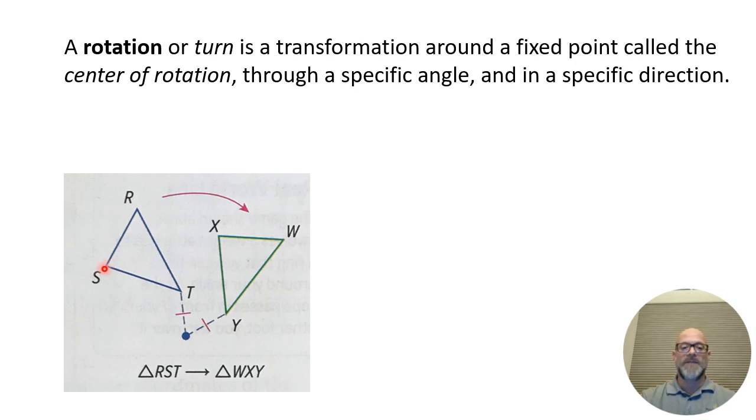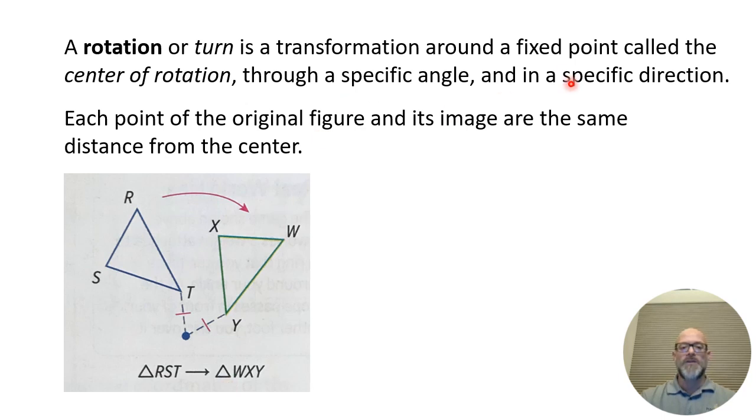So what's S mapping to? S is mapping all the way to X. How about R? What's it mapping to? All the way to W. And T to Y. All right. Each point of the original figure and its image are the same distance from the center, right? T maps to Y. So this distance from T to the center of rotation and Y to the center of rotation are going to be congruent. Distances are maintained.